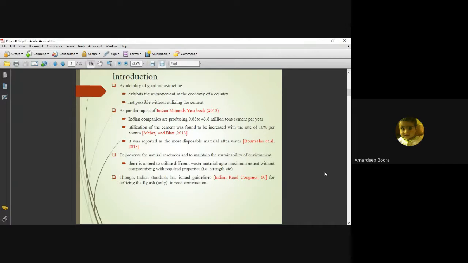That is the most consumable material after water, as reported by Botsels et al. in 2018. And this utilization of cement is found to be increasing at the rate of 10%, as studied by Mehraj and Bhatt in 2013. The production of this cement varies from 0.83 to 43.8 million tons per year, as per the Indian Minerals Yearbook 2015.